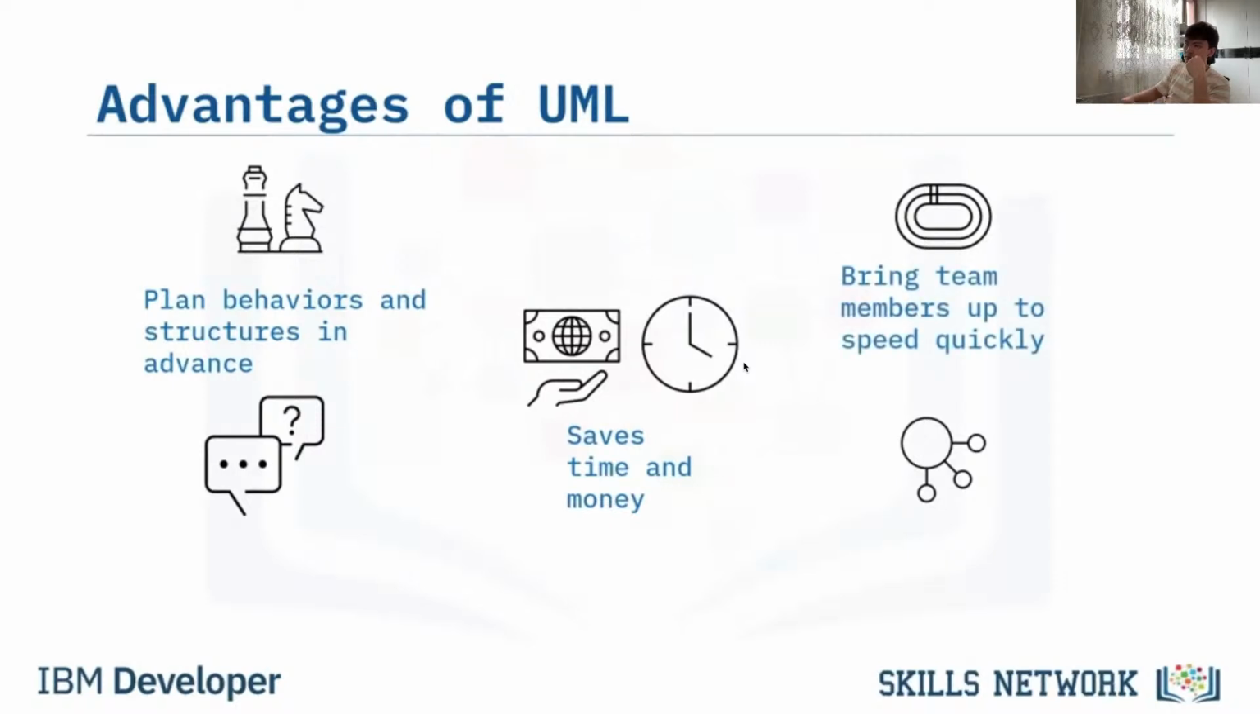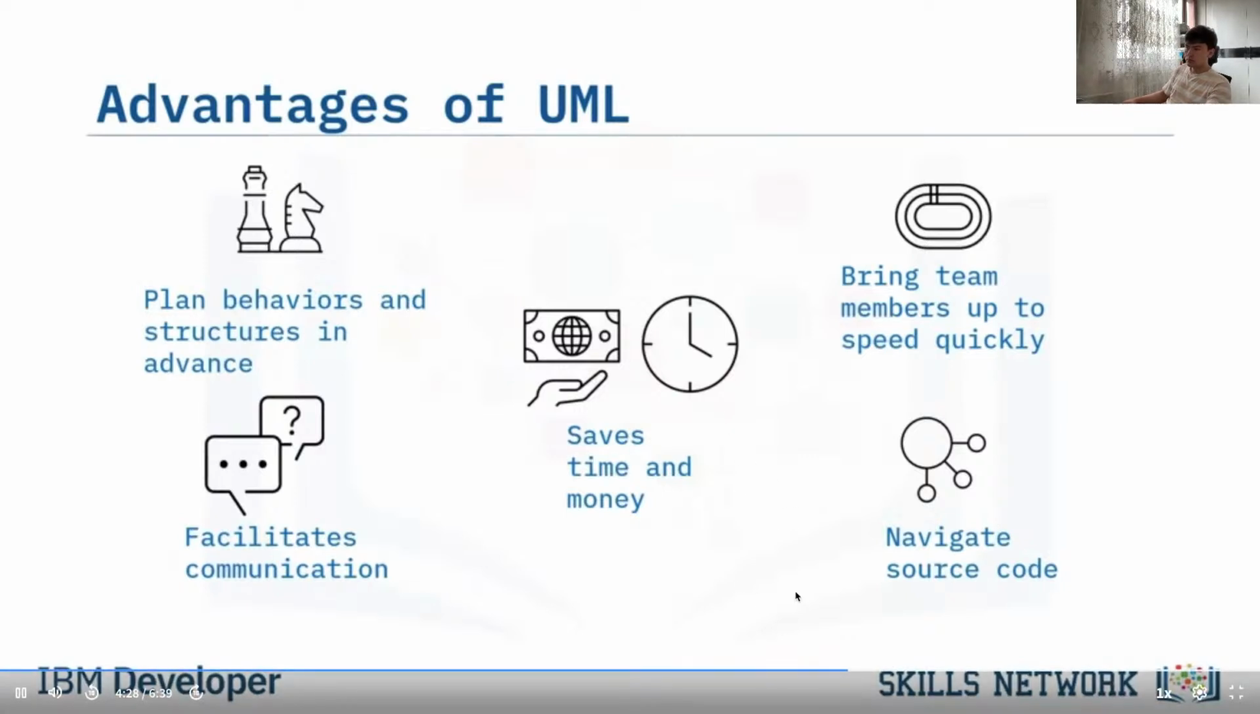Secondly, the diagrams can be used to bring new team members or developers switching teams up to speed quickly. Also, the diagrams can be used to facilitate communication between technical and non-technical audiences more easily. And finally, having a visual representation of the system allows developers to navigate the source code because they can see the relationships among modules. So there are many types of UML diagrams, but generally, UML diagrams can be classified as either behavioral or structural. We will discuss behavioral models next, and then object-oriented design.